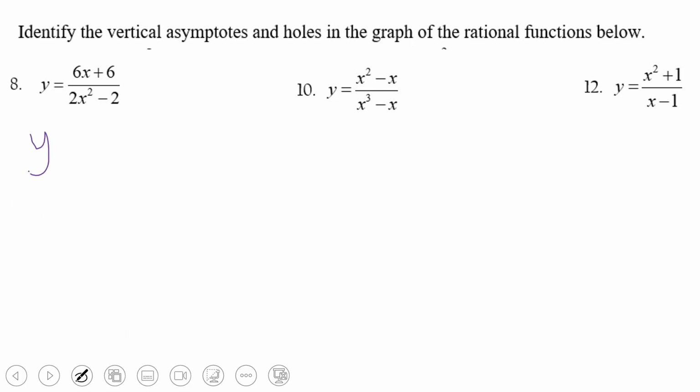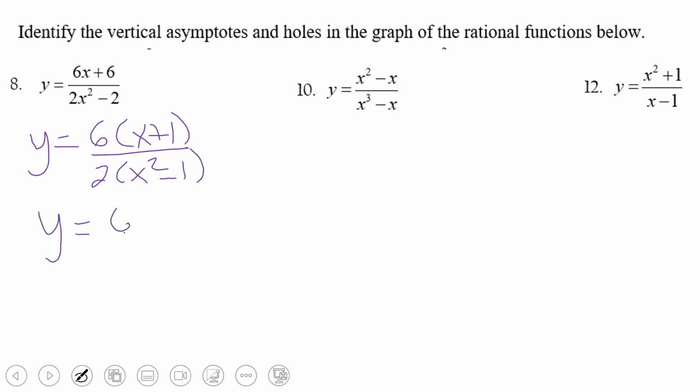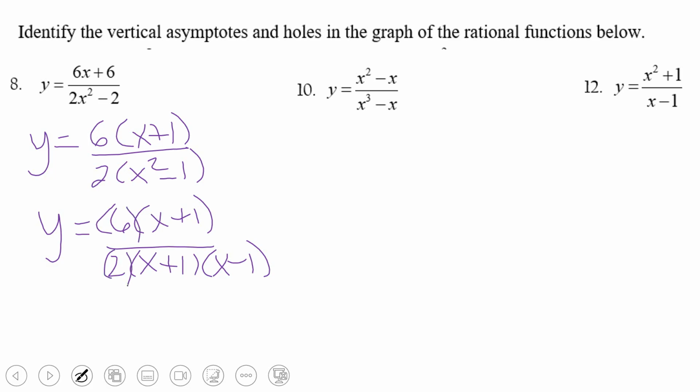Let's start by simplifying. In the numerator, I can factor out an x. In the denominator, I can factor out a 2. And then I realized that the denominator can be rewritten one more time. X squared minus 1 factors into x plus 1 and x minus 1. Now you can see that the numerator and the denominator are both written as a product of linear factors. So let's go ahead and reduce. Notice that the 6 and the 2 can reduce to 3 over 1.